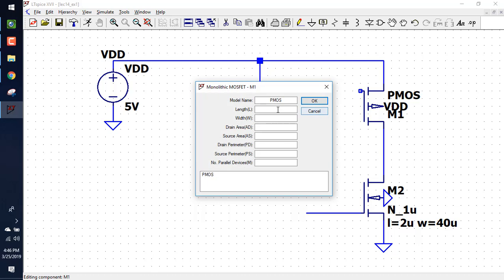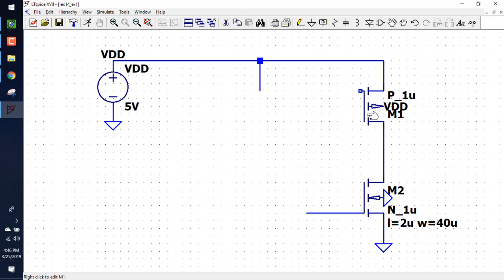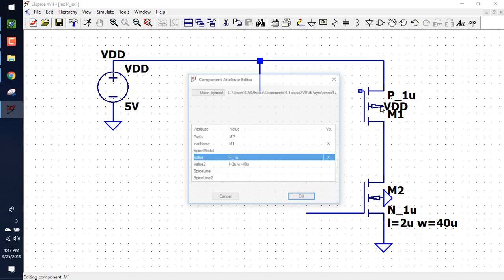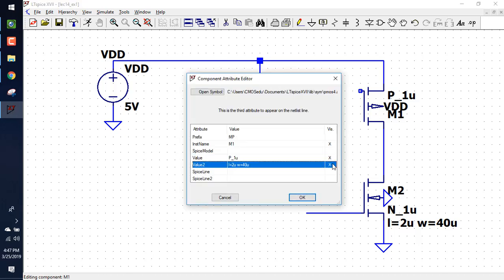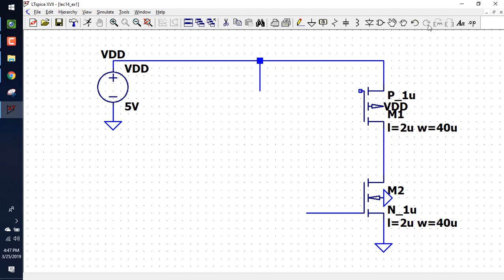And then let's right click on this, change this to P_1U, change the length to 2U, the width to 40. Has anybody put 2 and 40 or something like that in there? Like 2 meters and 40 meters and not realize what's going on with my circuit. All right, press Control and right click and then double click on that, show it.